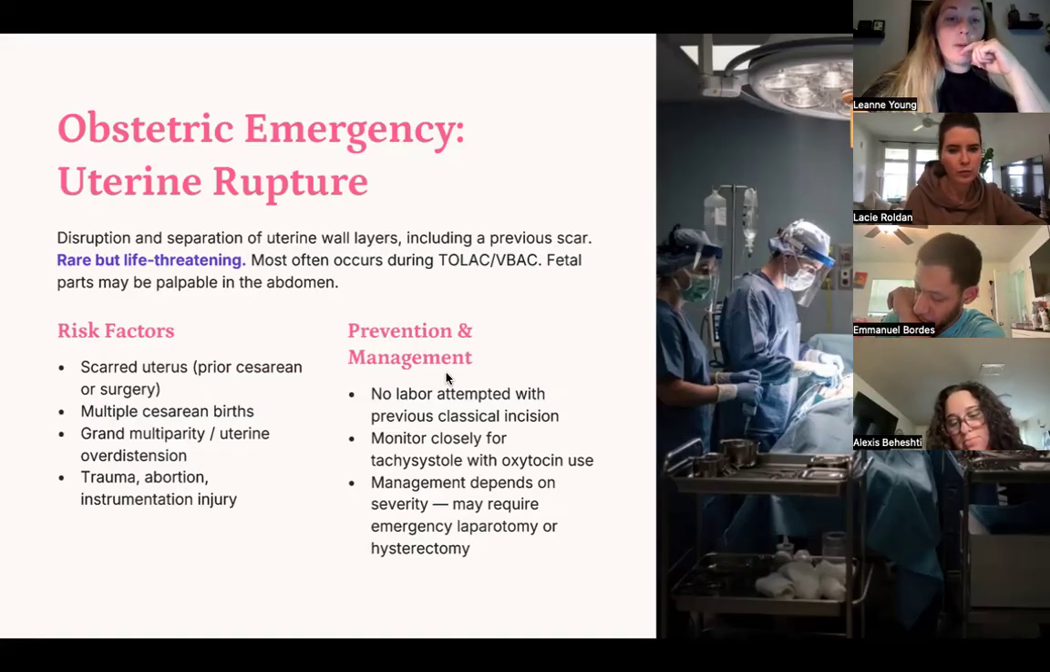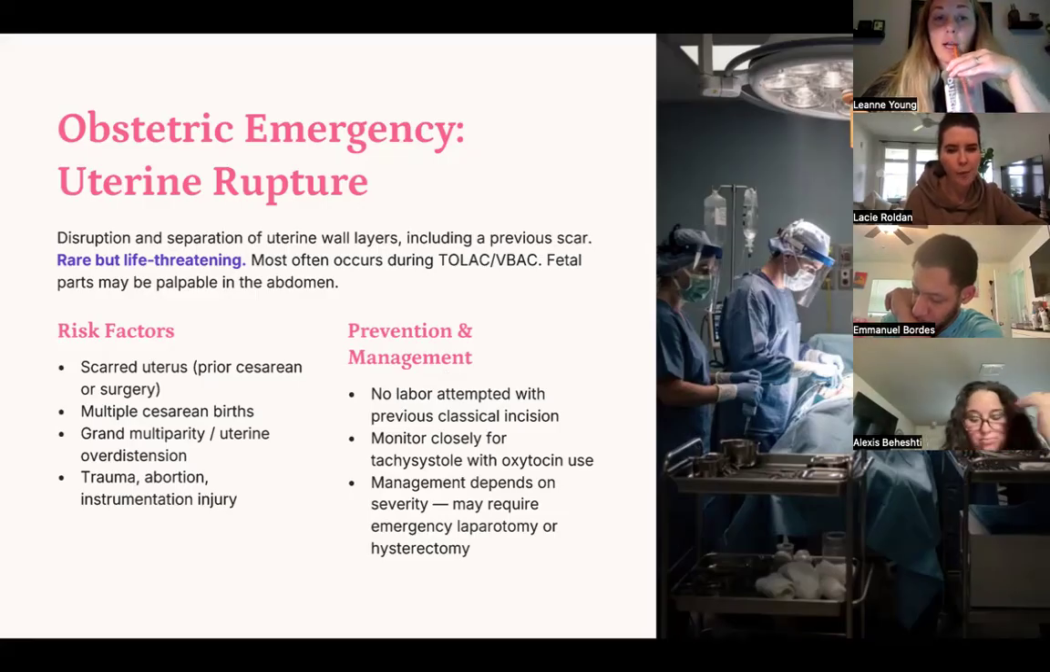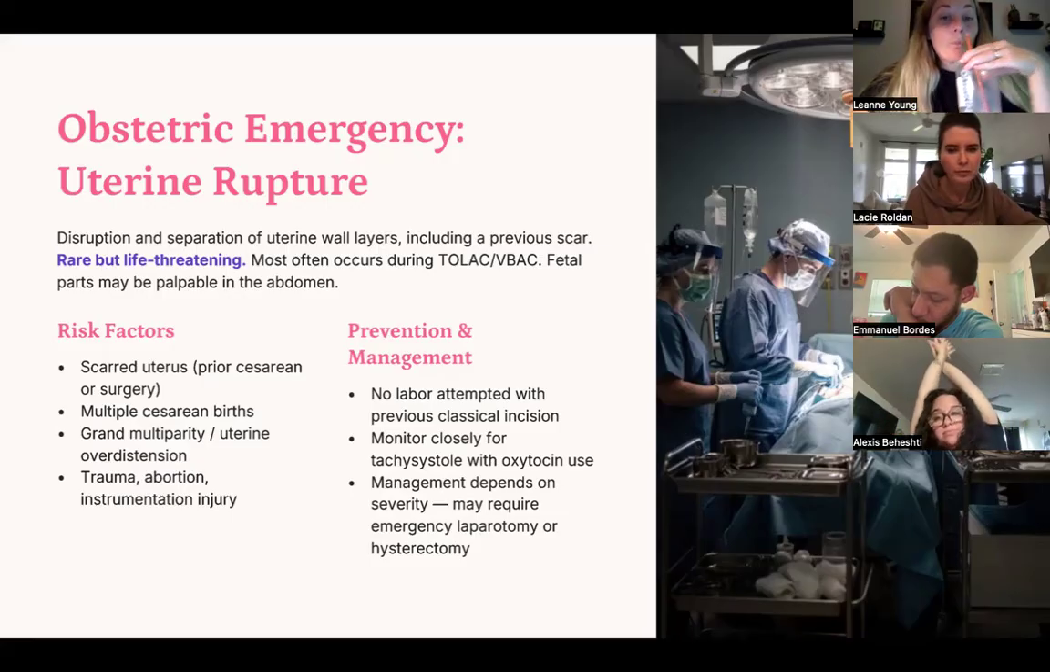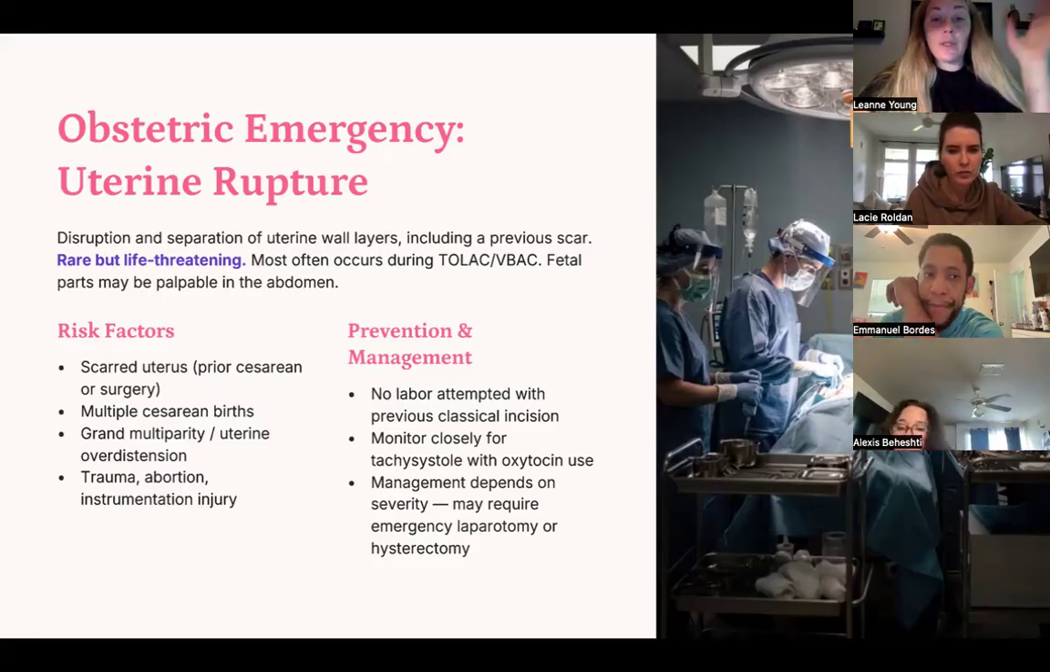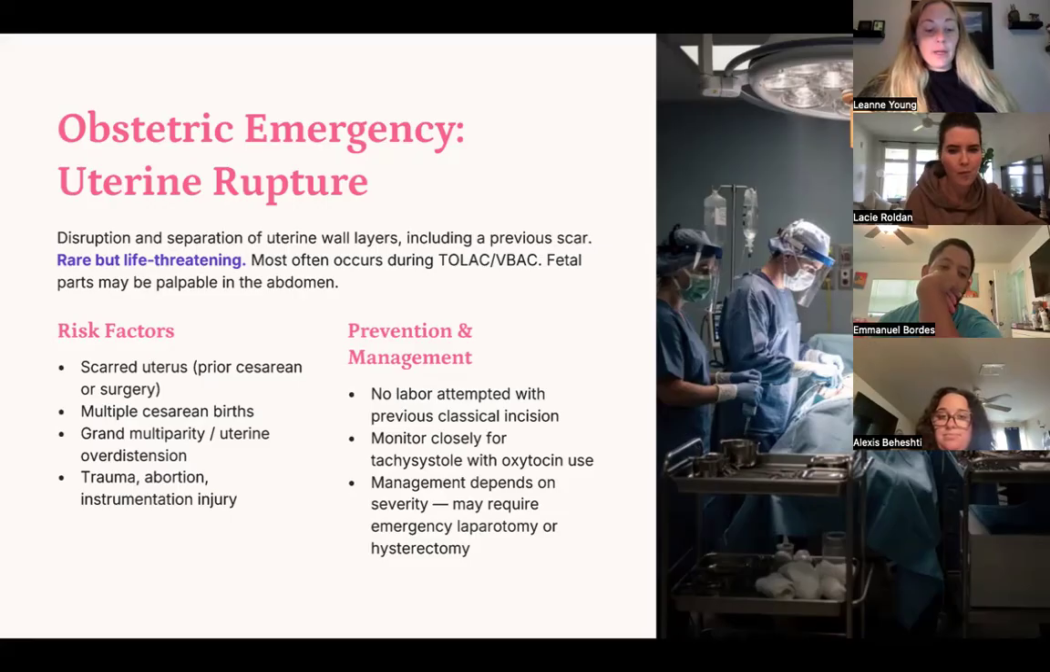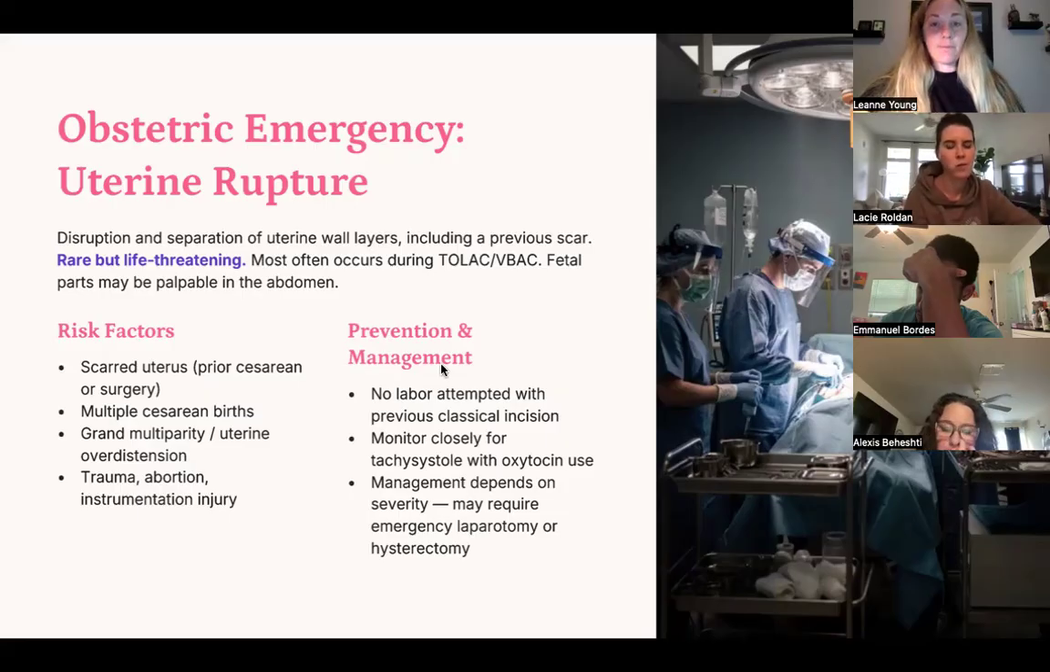So we can prevent by not allowing patients that have had those classical incisions try to have a VBAC. We want to monitor our oxytocin administration and prevent any type of uterine tachysystole. And then our management depends on the severity. So if it's a very, very small tear in the uterus, sometimes we can monitor these patients, but oftentimes we're going to be delivering. Okay.